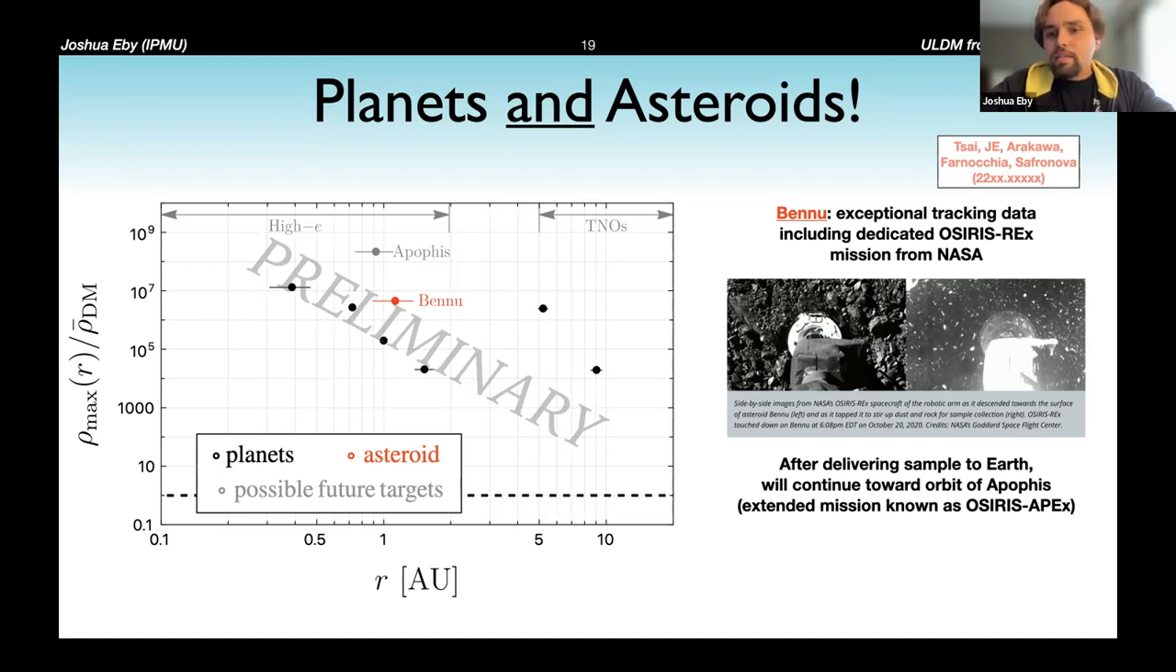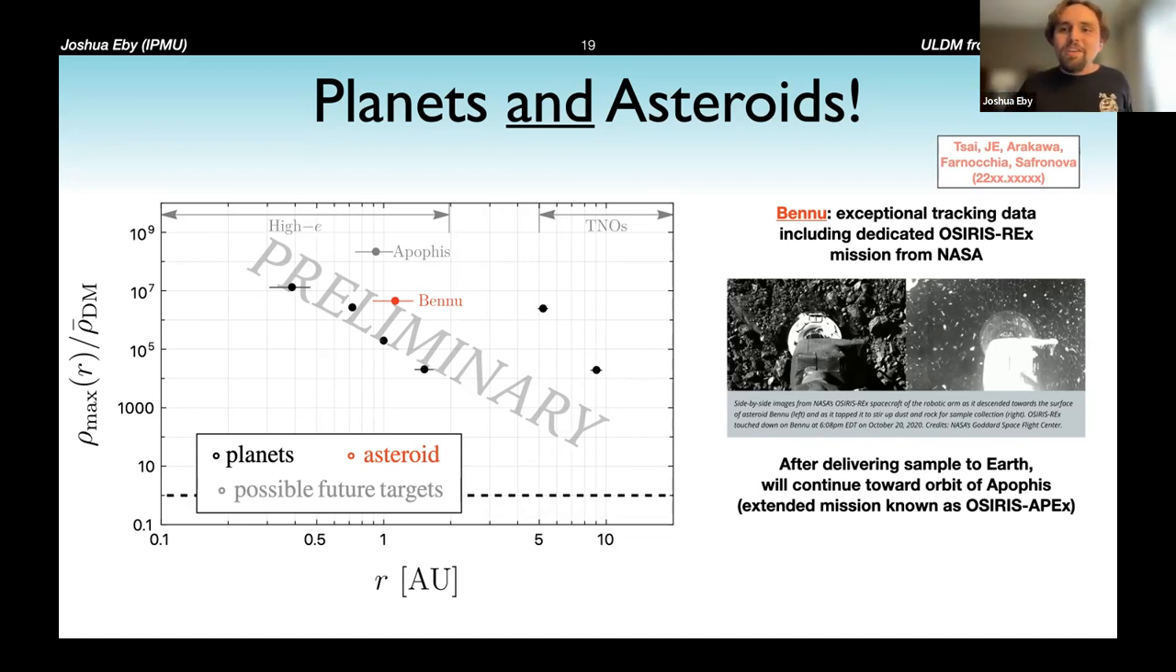And this is really just a proof of concept. So we're hoping that there will be many more well-tracked asteroids, maybe even better than Bennu. And they can be at different distances where we don't really have constraints. And so this could be a new way to map the dark matter density in the solar system. So be on the lookout for that paper as well.